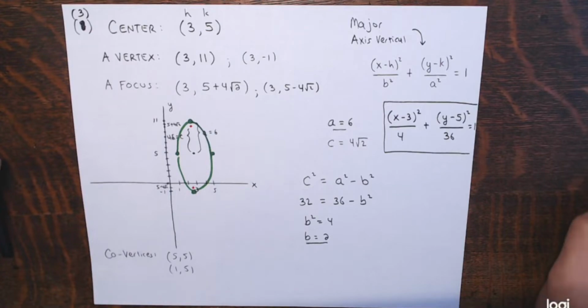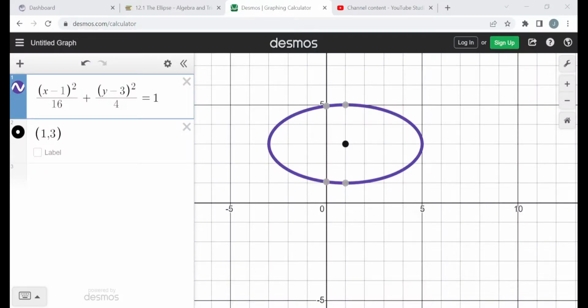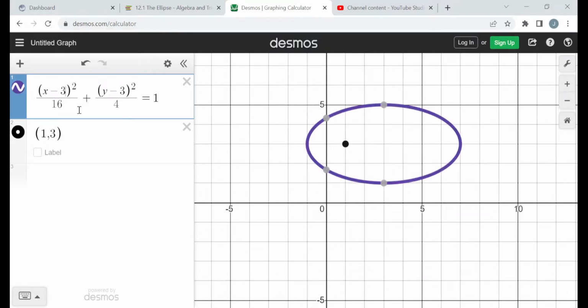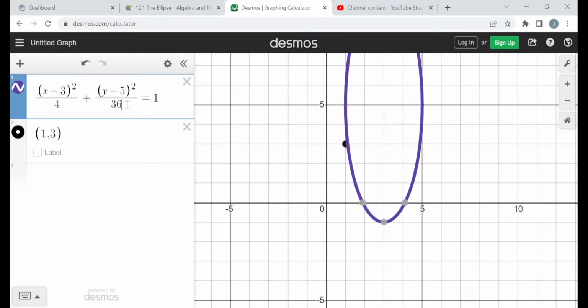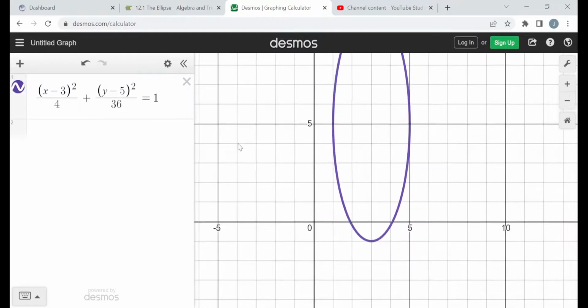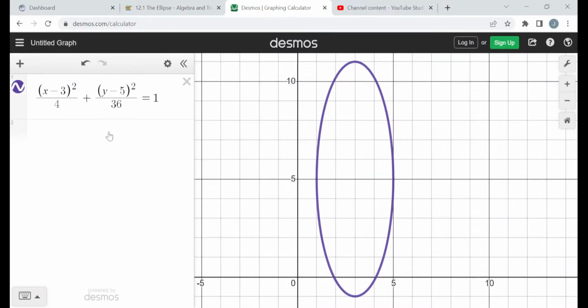All right, and once again, I'll go to Desmos and take a look. I'll just refill stuff in this. So x minus 3 squared divided by 4, and then y minus 5 squared divided by 36 equals 1. There's the ellipse. Right now I'm going to get rid of this 1, 3 point. So here's our ellipse. The center should be at 3, 5.